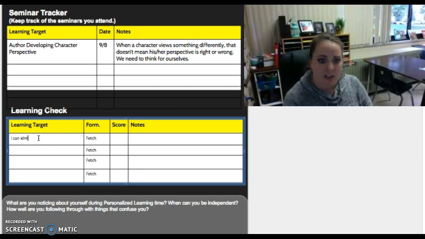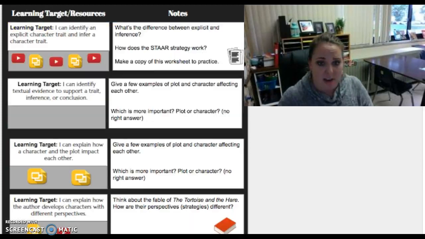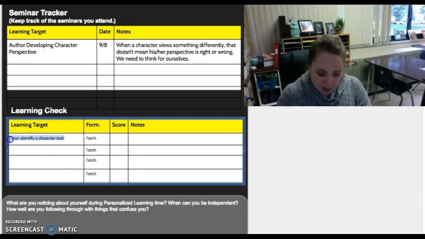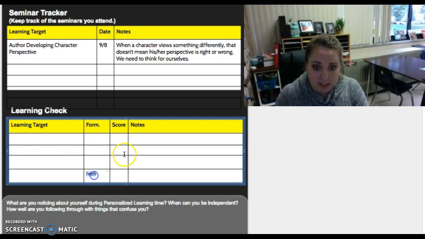I can identify a character trait. And where do you find the learning targets? You guys, they're right here. I can identify, you can just copy and paste these learning targets into your learning tracker, your learning check. And you can go back to the grade book then and look at your scores for those learning targets and record them. Did you get a 3 or a 1?